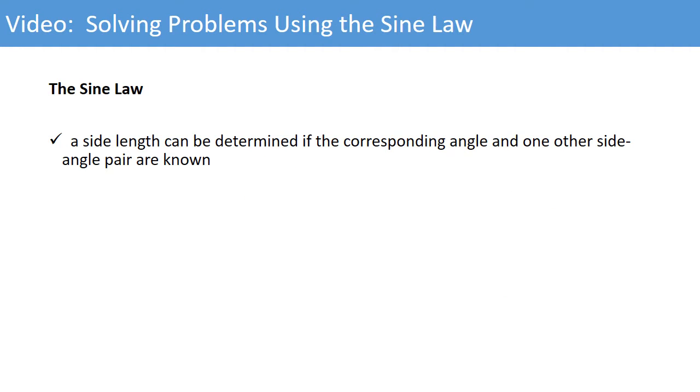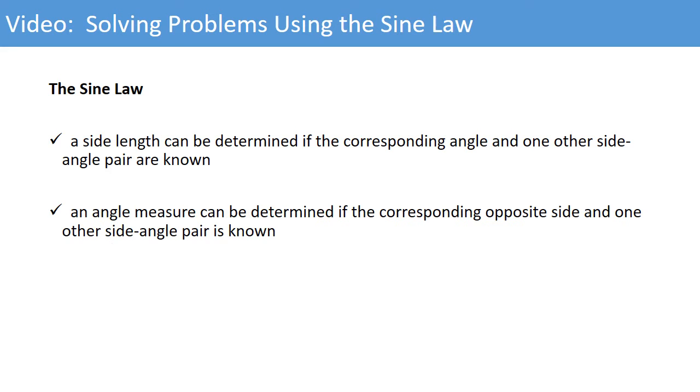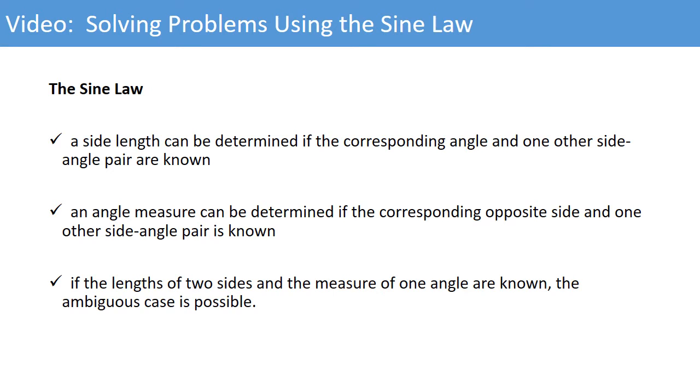A side length can be determined if the corresponding angle and one other side-angle pair are known. This sets up a ratio. An angle measure can be determined if the corresponding opposite side and one other side-angle pair are known. Again, using ratios. If the lengths of two sides and the measure of one angle are known, this is an ambiguous case. We're not sure.